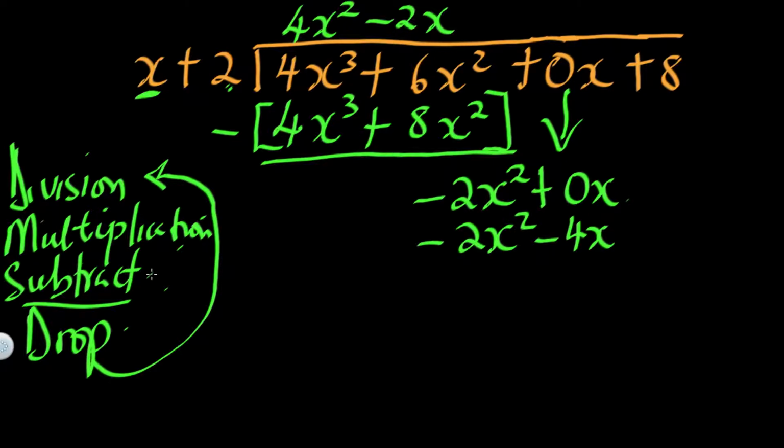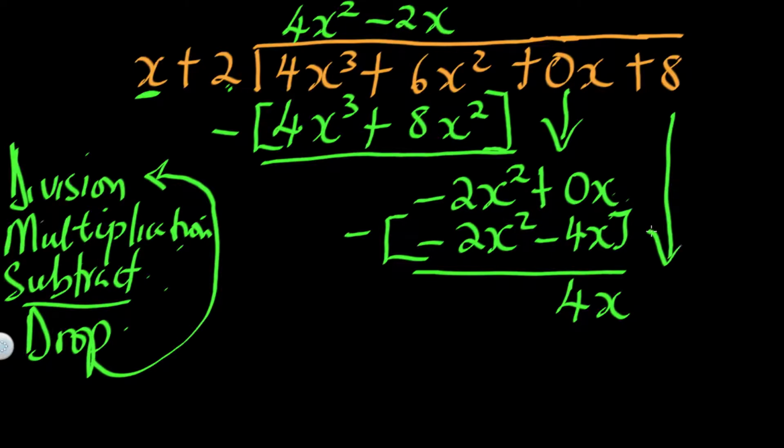After multiplication, we go to subtraction. So we're going to subtract here. As usual, the terms to the left will always disappear. So minus 2x squared minus 2x squared becomes a 0. And then we have 0x minus 4x, we get a positive 4x. We have done our subtraction. The next thing is to drop. We're dropping here plus 8. After dropping, we go back to division again.